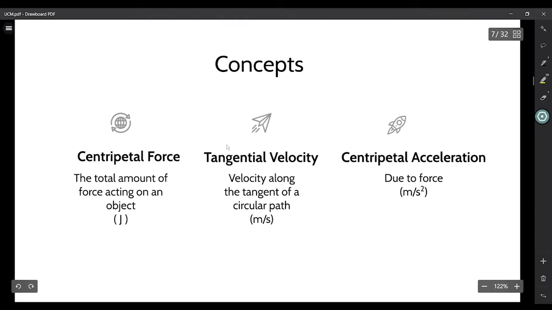Here are the concepts you will need to know for our first section of UCM: centripetal force, tangential velocity, and centripetal acceleration. I'll explain these real quick.